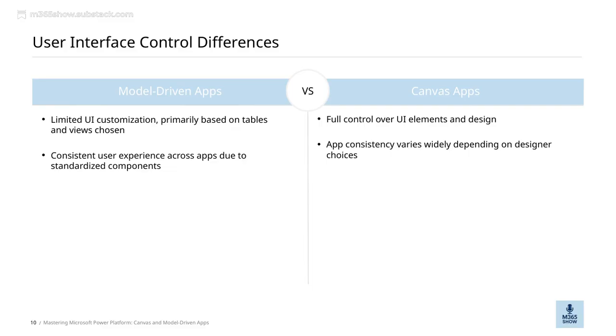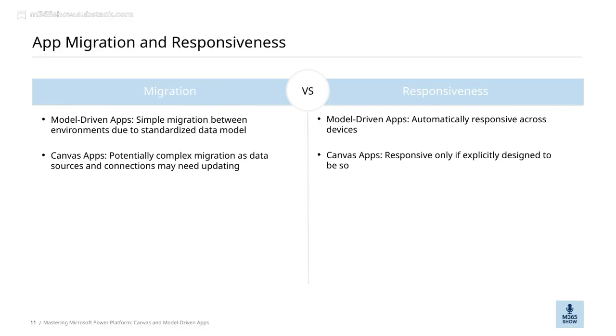So, in summary, Canvas apps give you maximum control and flexibility, perfect for highly customized solutions, while model-driven apps prioritize consistency and efficiency through standardized components. Both approaches connect back to our overall goal, choosing the right app type based on your specific needs and user experience goals. Now, let's look at how responsiveness and migration differ between model-driven and Canvas apps.